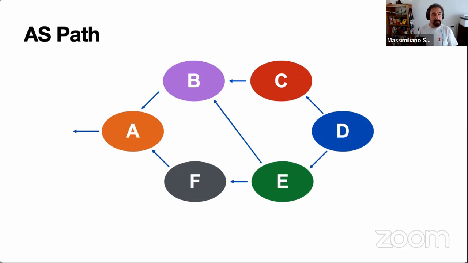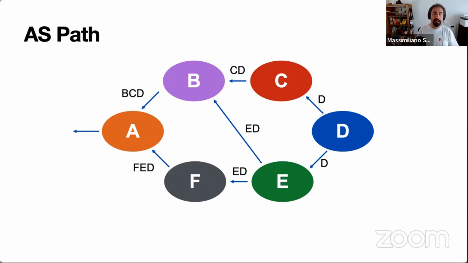You have a series of autonomous systems and propagation. So BGP propagates information by sending updates to the neighbors. So in this case, D tells C and E, these are my networks. And then C and E will add their own ASN, their own number in the path, and will propagate this to B and to F and to the other networks.